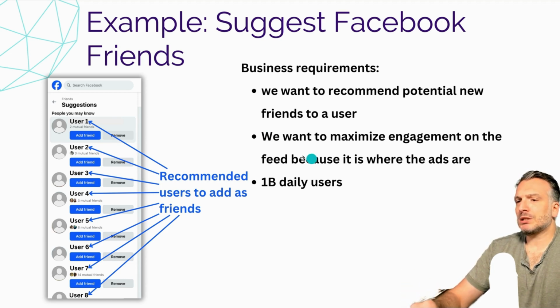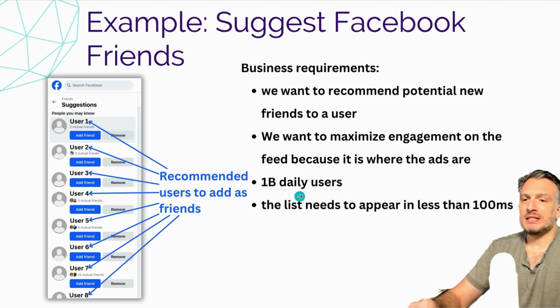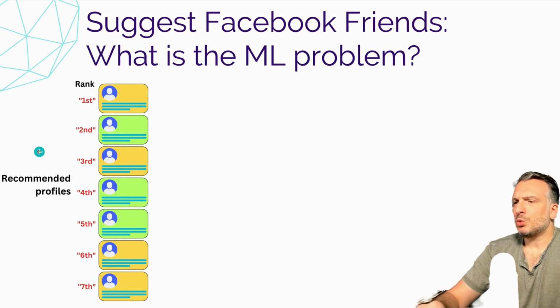So we need to understand the constraint. We have 1 billion daily users, and the list needs to appear in less than 100 milliseconds. So it has to be very fast. So how do we design a solution that solves this problem? So what is the ML problem we're trying to solve here?